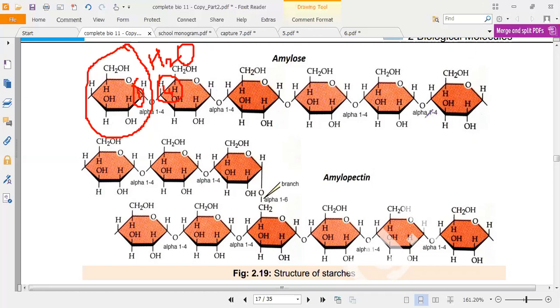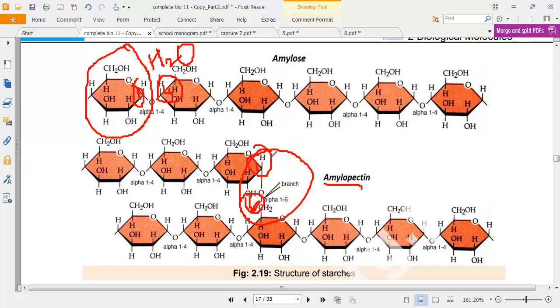So this is amylose, and these long chains are formed. If we talk about amylopectin, it has the same linkage, but it is in branched form. Amylose is in chain form, amylopectin is in branch form. And if we see this one, it is branched at the oxygen. Then it is a 1,6 linkage.